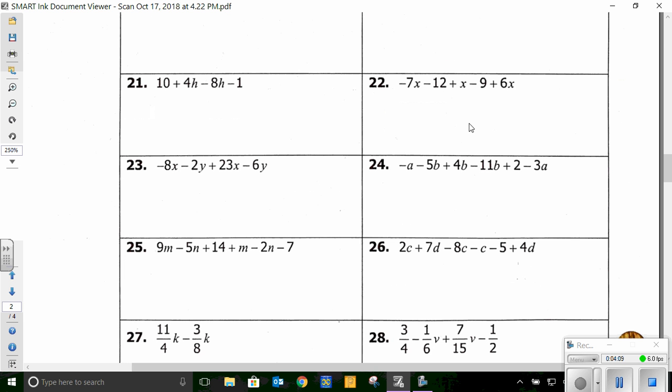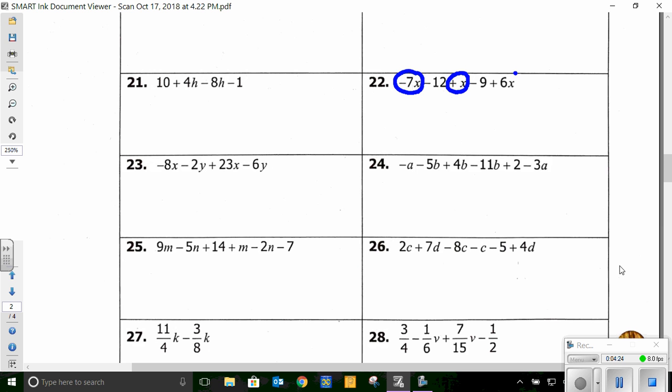All right, let's look at number 22. Remember, I'm just doing a couple of these examples, so then you can do the rest of them on your own when you're done with this video. So number 22, when I combine all of my terms with variables, I have a negative 7x, I have a positive x, and I have a positive 6x. So this, again, is like saying negative 7 plus 1 plus 6. When I combine that, negative 7 plus 1 gives me negative 6, plus 6.